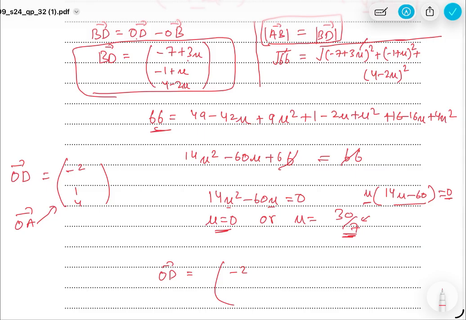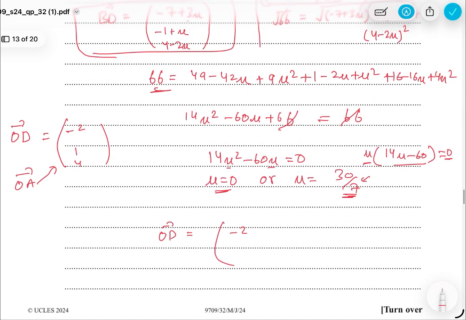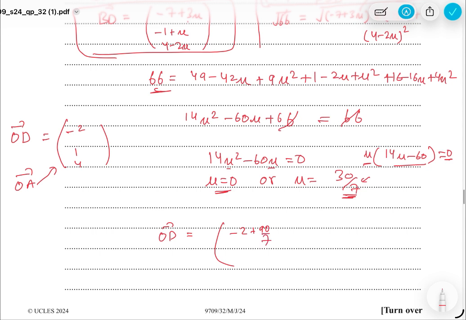Put this value instead of mu over here. Plus 90 by 7. 1 plus 30 by 7. And 4 minus 60 by 7. That would give us 76 by 7 and 37 by 7 and minus 32 by 7. So these are the coordinates of D, and this is the position vector of D as well. Position vector is the same as the coordinate with respect to origin. With respect to origin, everything is the coordinate. Agreed or not, learners?